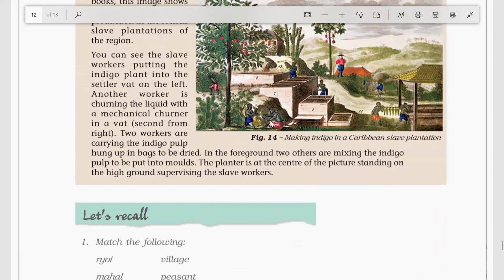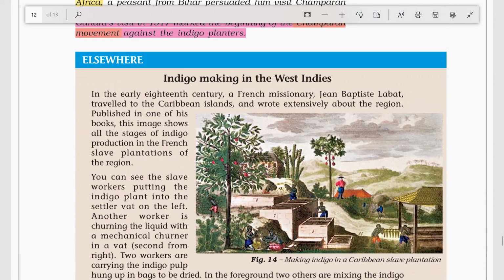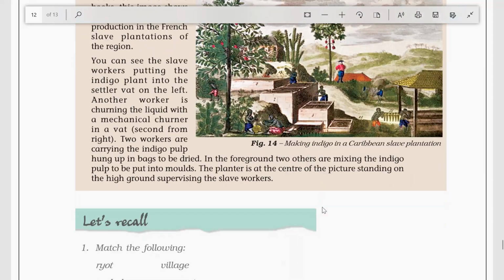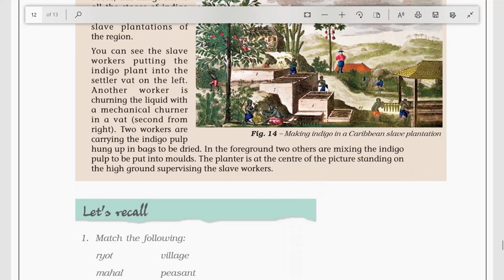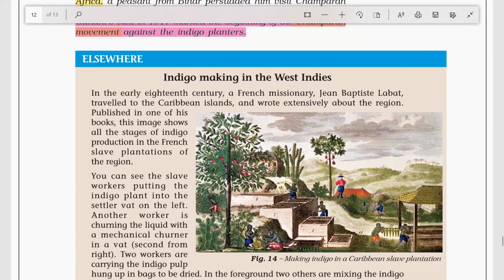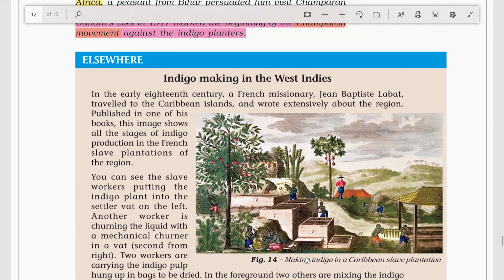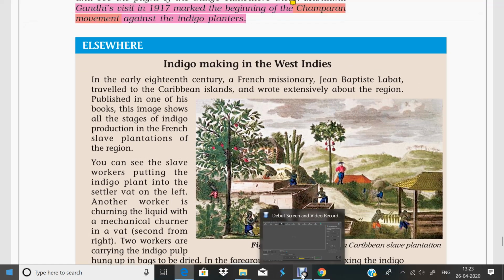This way we have completed this chapter. Here they have given you indigo making in the West Indies. Everywhere, wherever the British colony was ruling, they were pressurizing the farmers and dominating them. So this way we have completed this chapter. Now you have to study all the things which I have discussed here.